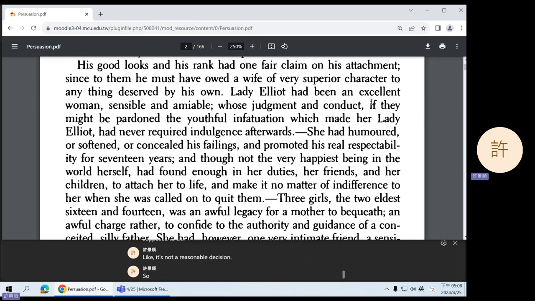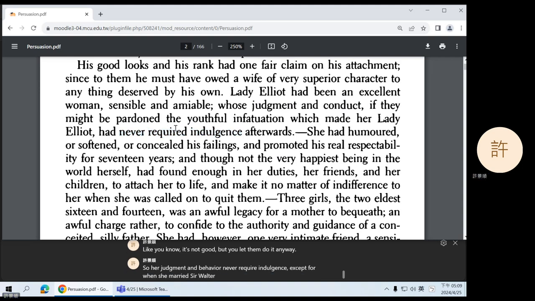So if they might be pardoned this event, pardon means excused or forgiven. So the idea is, if you talk about Lady Elliot's judgment and conduct, they never require indulgence. Indulgence is in Chinese 纵容. You know it's not good, but you let them do it anyway. So her judgment and behavior never require indulgence, except for when she married Sir Walter. It's the one thing in her life that she did that was not exactly correct.